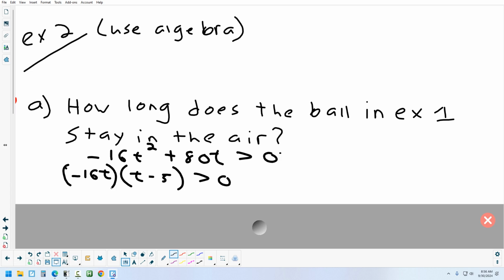Let's think about this first factor. This first factor right here, t is always going to be what kind of number? A positive number, or 0. So t is always going to be 0 or higher. If you plug in a number 0 or higher for t, what does that mean what's in the parentheses is always going to be?